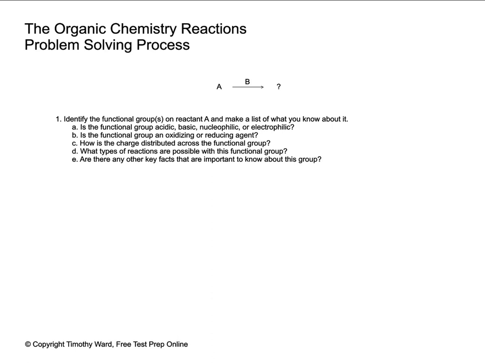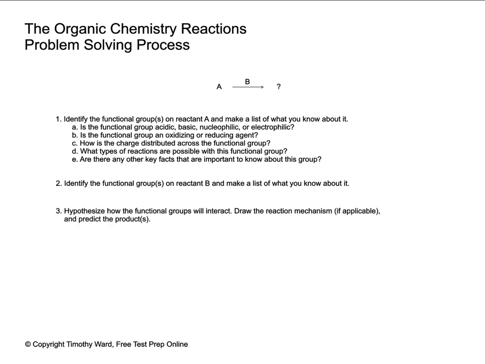Once that list is made, you can move on to step 2 of the problem-solving process, which is identify the functional group or groups on reactant B, and again, make a list of what you know about it, using the same A through E as above. Now that we've done that for both of them, we should hypothesize how the functional groups will interact with each other, and then draw the reaction mechanism, if applicable. And usually, the reaction mechanism is very applicable, but sometimes it's not. And then we're going to predict the product or products that occur as a result of that mechanism.